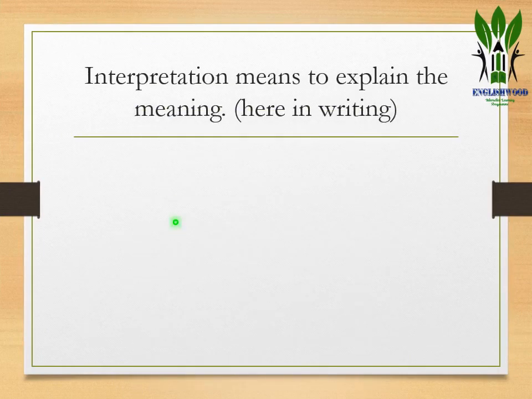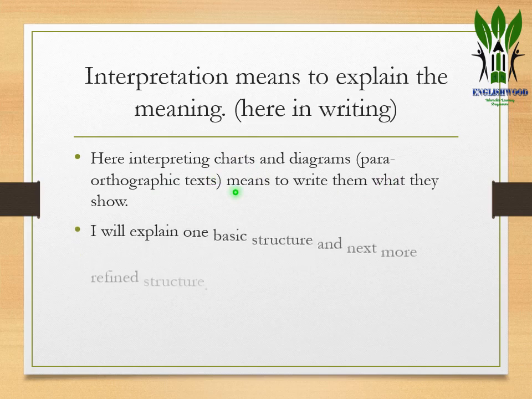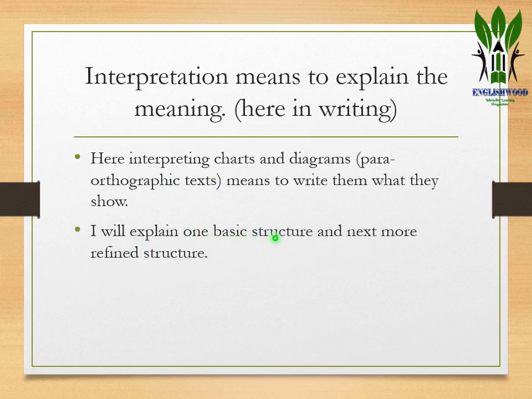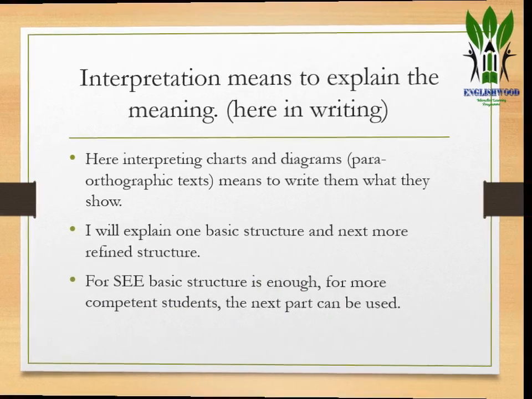Interpretation means to explain the meaning here in writing. Charts and diagrams are also known as para-orthographic texts, which means to write what they show. I will explain one basic structure here and the next more refined structure also. For C, the basic structure is enough. For more competent students, the next part can also be used.